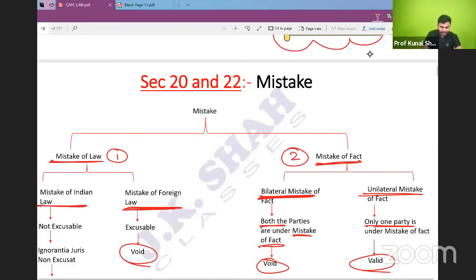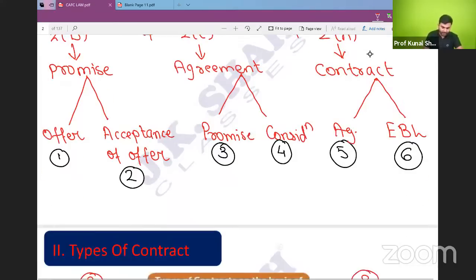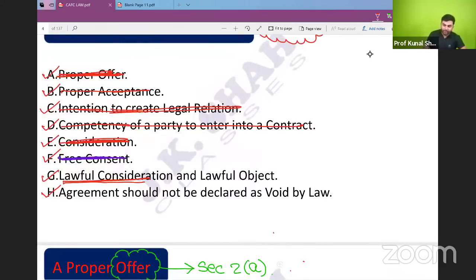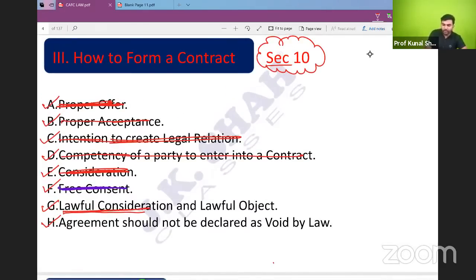With this, we have completed our point number F, which talks about free consent. So in practical life, whenever we are going to form a contract, we need to form a valid contract. And in order to form a valid contract, we need to fulfill the provisions given under section number 10. One of the provisions under section number 10 was about free consent.